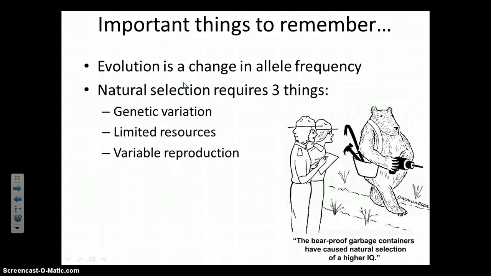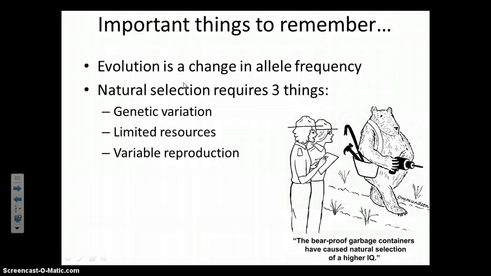So just to review some important things to remember, evolution is a change in allele frequency over time. So our gene pool, or the collection of alleles in a particular population, has to change over time in order for evolution to be happening. And natural selection itself is just one method that evolution can occur by. And natural selection requires 3 things: genetic variation, limited resources, and variable reproduction.